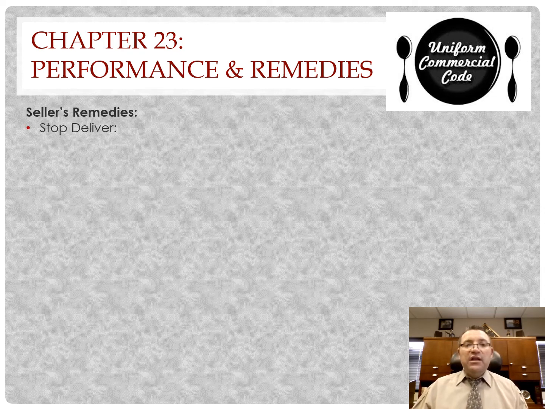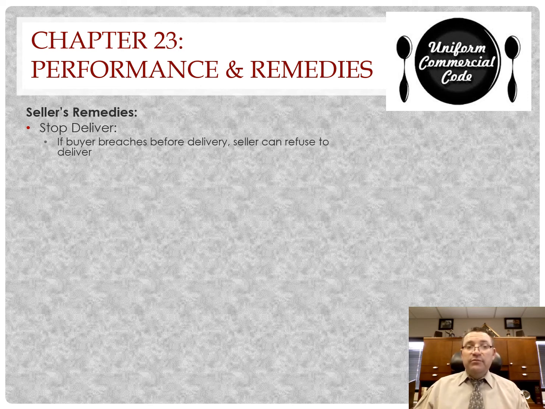Again, continue with the seller's remedies. They can stop delivering. If the buyer breaches before delivery, the seller can refuse to deliver. These are the seller's remedies when the buyer is found to be in breach of contract. So if the buyer breaches before, maybe it's an anticipatory breach, they said they don't want the goods, or they've gone out of business or whatever, you can refuse to deliver because you don't want to incur the cost.